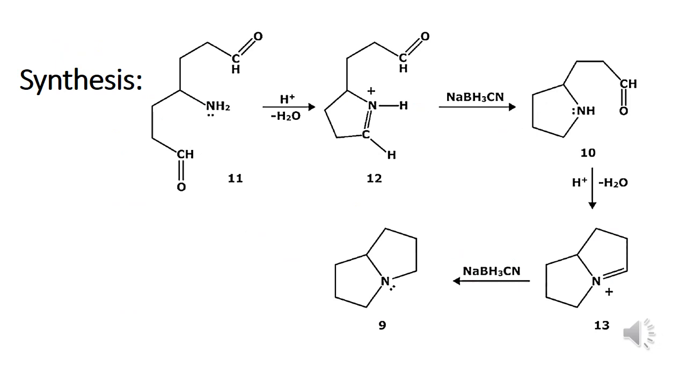Well, here the synthesis of pyrrolizidine, structure 9, is given. You can see the starting material treated with acid hydrolysis is going to give one cyclization between this carbon and nitrogen. Then it is treated with NaBH3CN, and we are going to get this amine. Then on acid hydrolysis again we are going to get structure 13, which when further treated with NaBH3CN is going to give our target molecule.